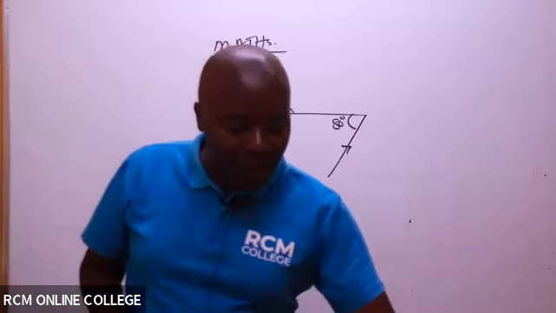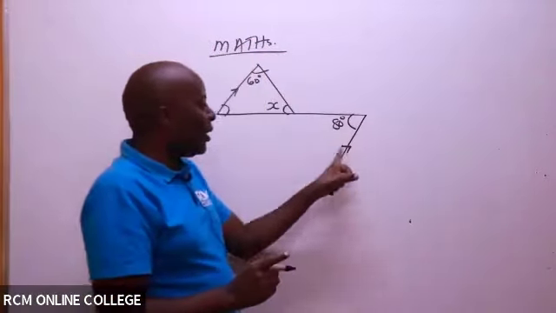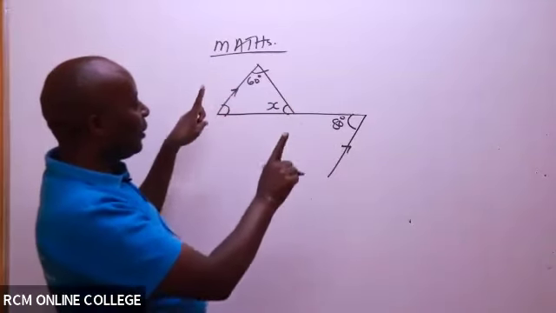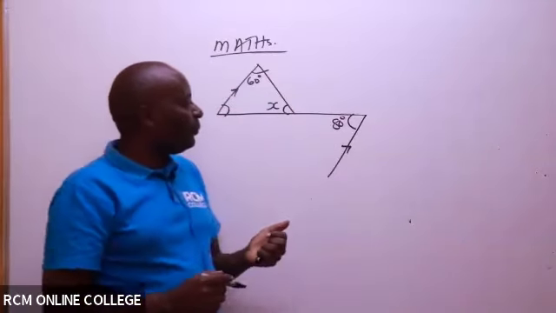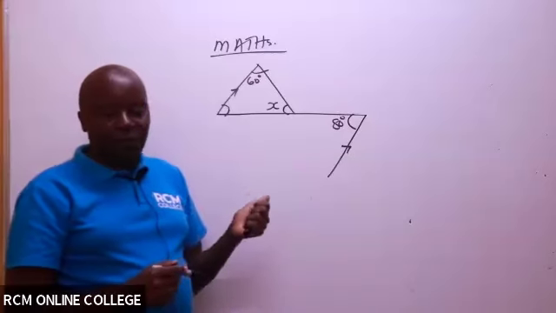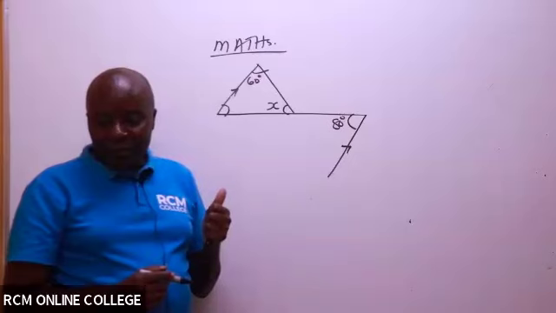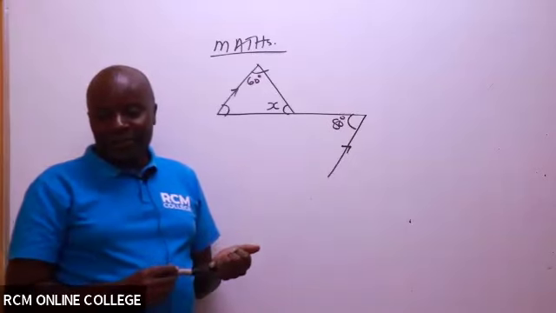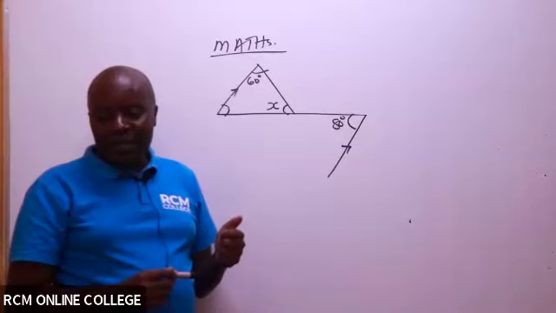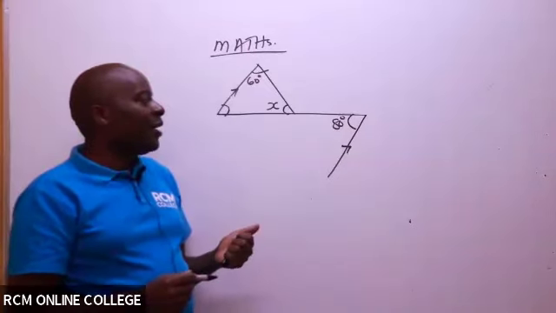The value of X, given the concept of parallel lines. This and this are parallel. So is there anybody who can give me the value of X? Somebody has already gotten 40. Yeah, 40. Thank you so much. You guys are good students. 40 degrees. Why?